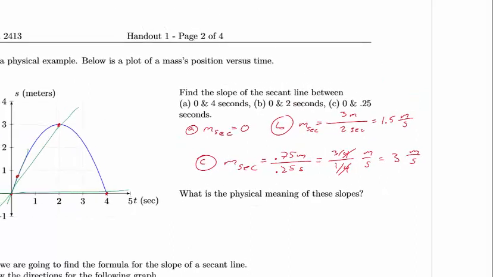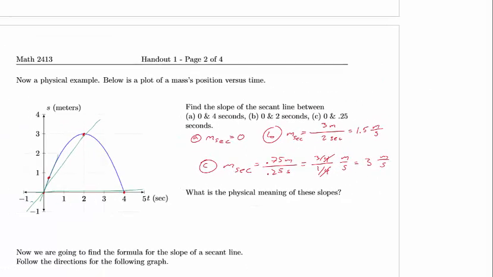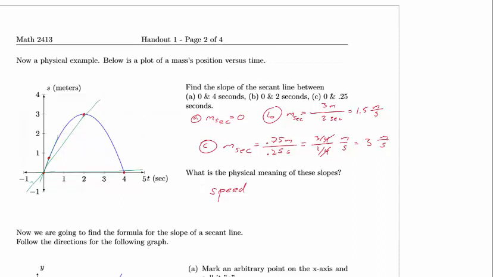All right, so now as to the discussion question here, what is the physical meaning of these slopes? Well, we have distance per time. What is distance per time? That is a speed. So the physical meaning of these slopes is that we are dealing with speed, right? It is a rate of change. How many meters do you cross in a given second?